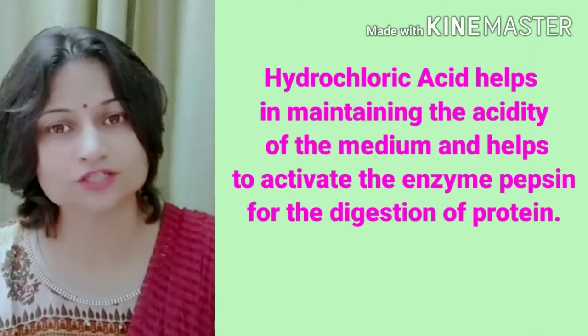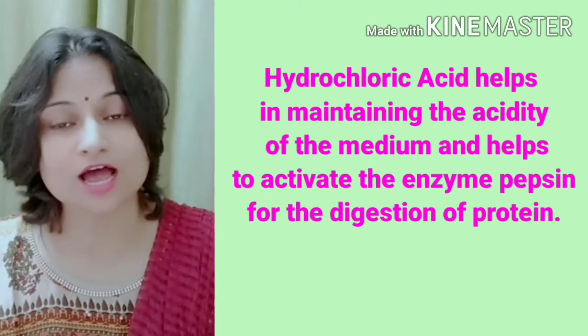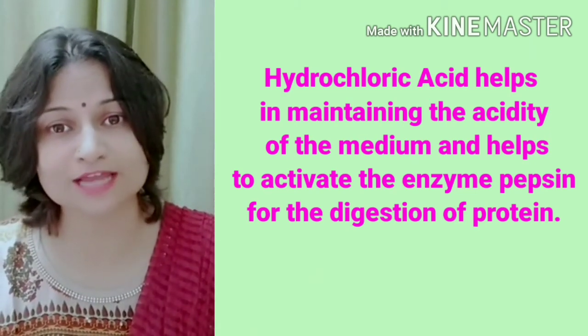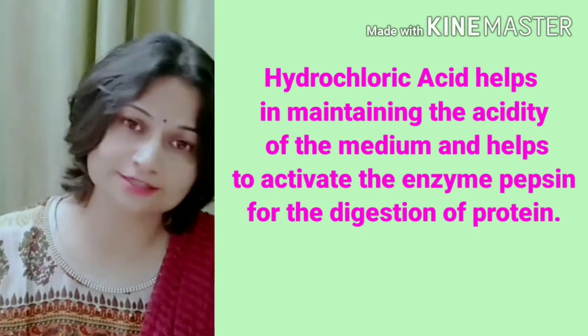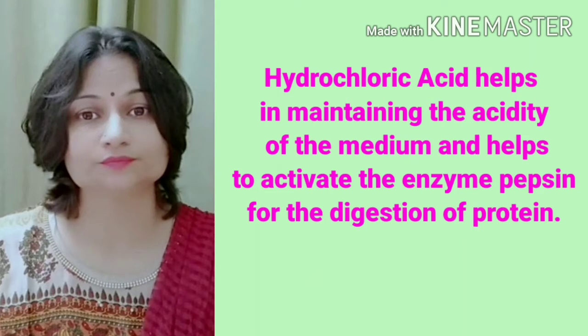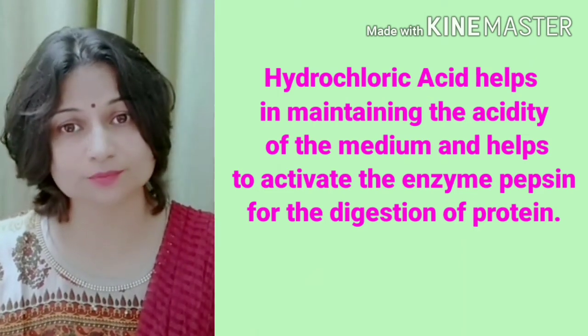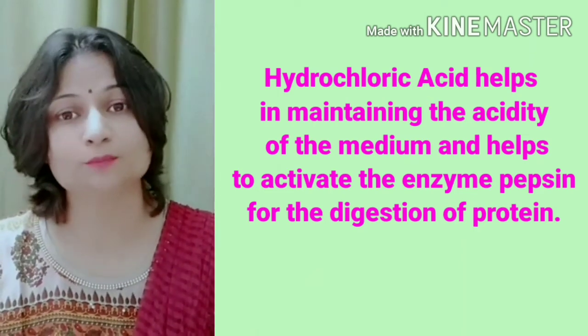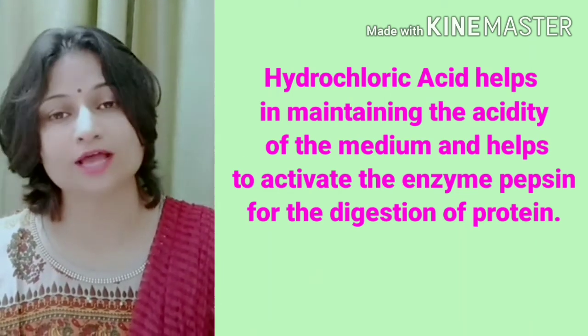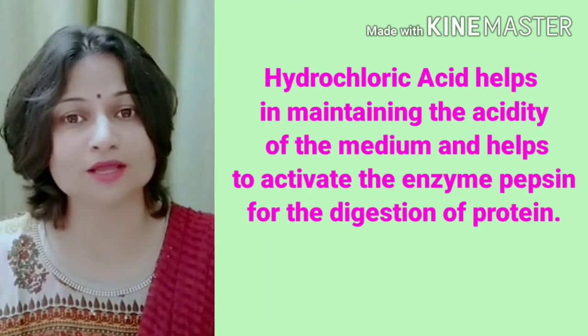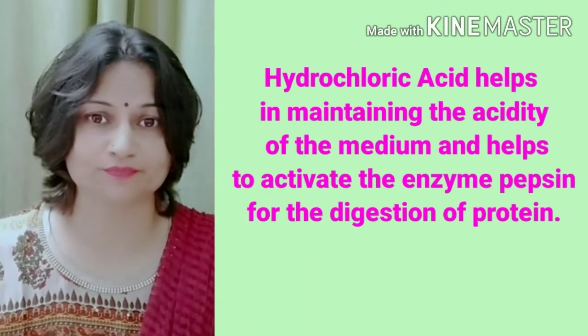The first one is hydrochloric acid. What is the function of hydrochloric acid? Hydrochloric acid helps in maintaining the acidity of the medium. Now why is acidity required? Because this acidic medium will help the pepsin to digest the protein. So hydrochloric acid is helping pepsin enzyme.